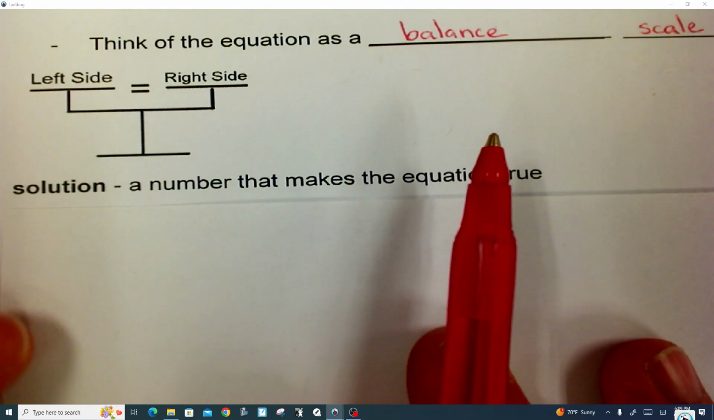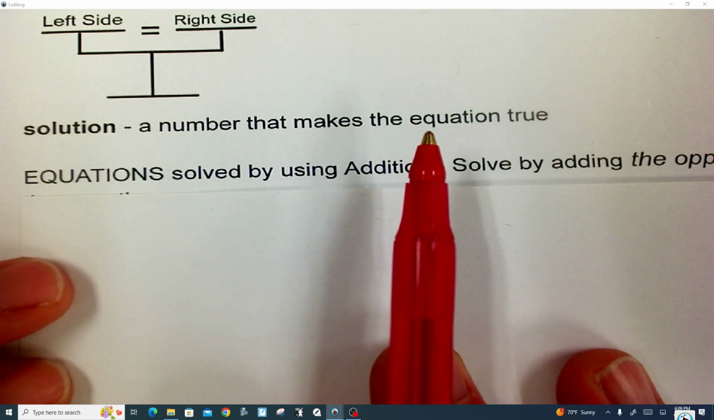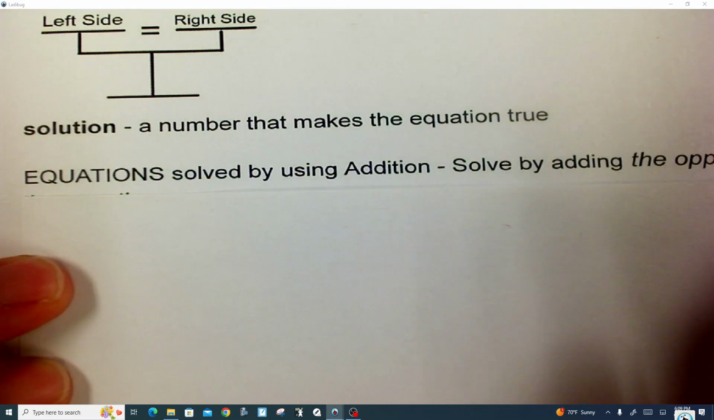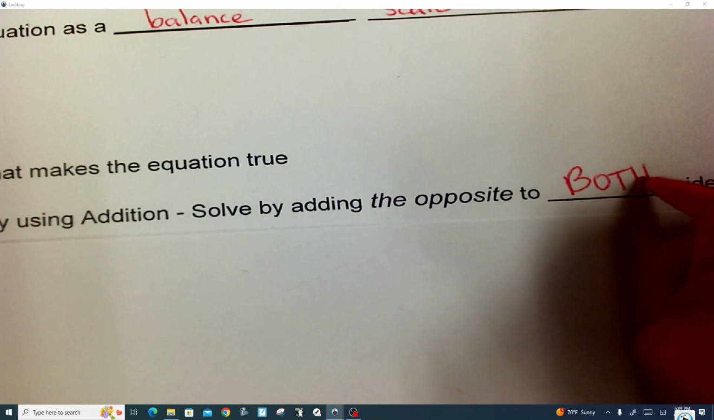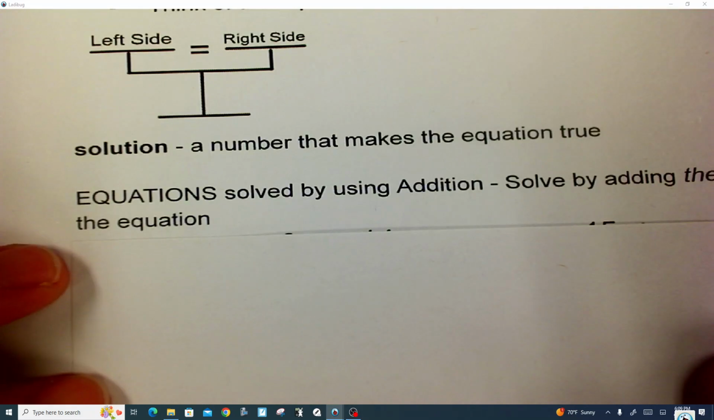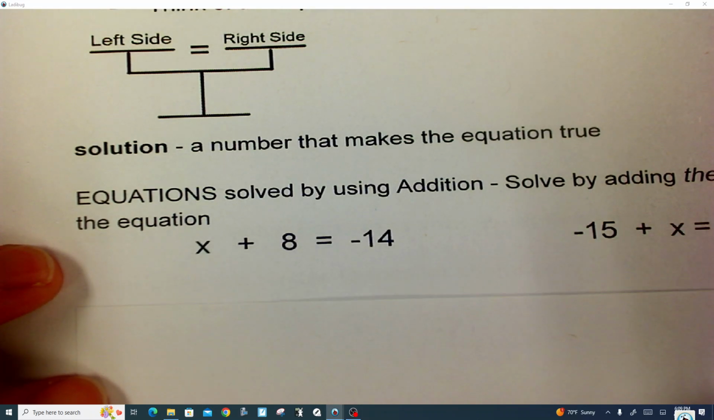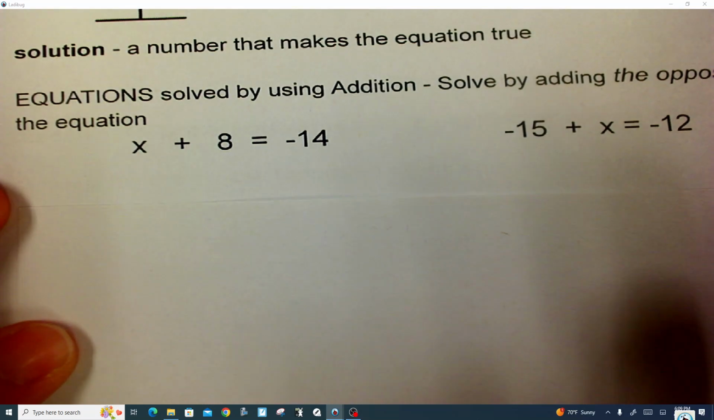So let's jump straight into it. How do you get a solution, a number that actually makes the equation true? Equations with addition are solved by adding the opposite to both sides of the equation. We've got two of them to look at here. x plus 8 equals negative 14.